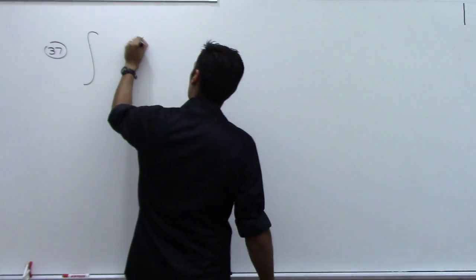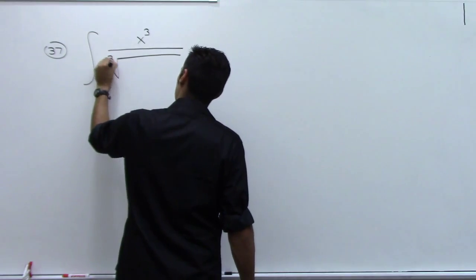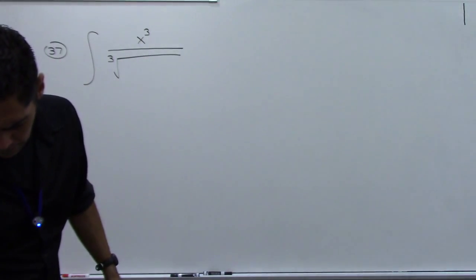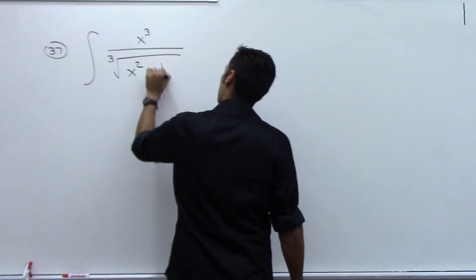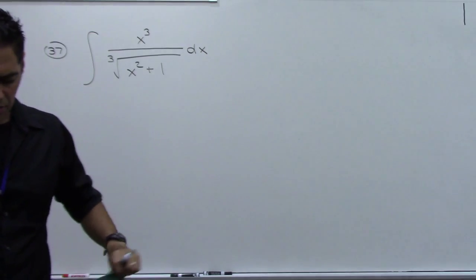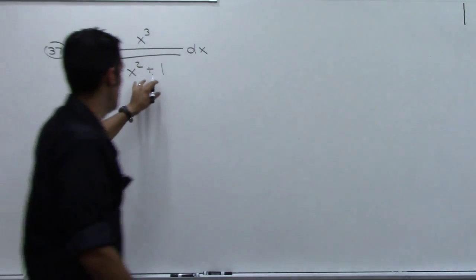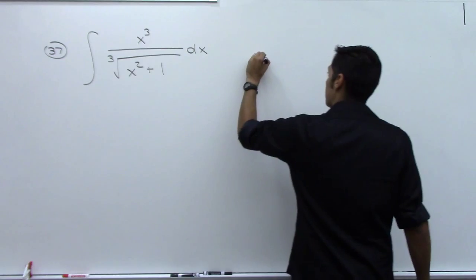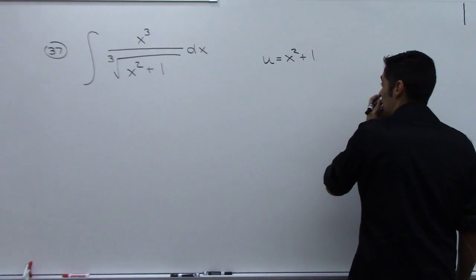X cubed over cube root of x squared plus 1 dx. Now this still falls into the section where they say make a substitution first, but they don't tell you what the substitution is. So I'm just going to go for something here. I don't know why, but I'm going to go with u is x squared plus 1. I'm just going to see what happens.